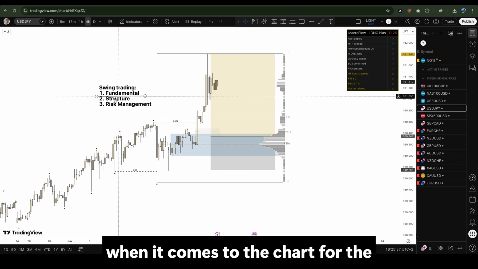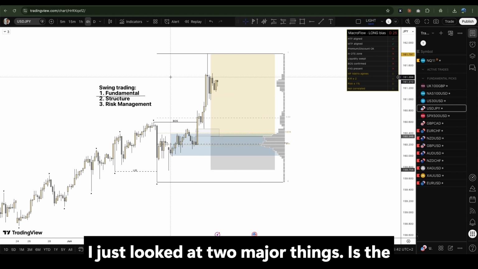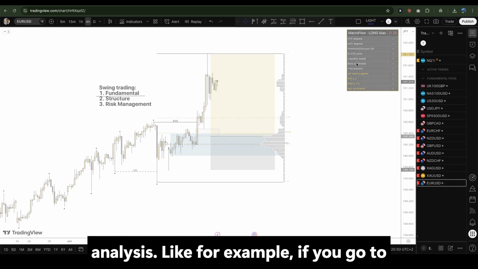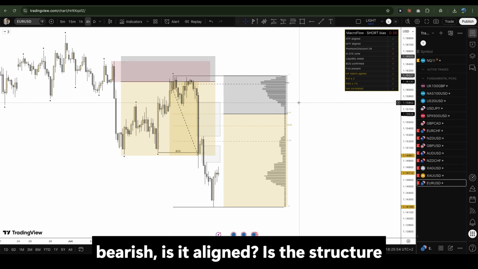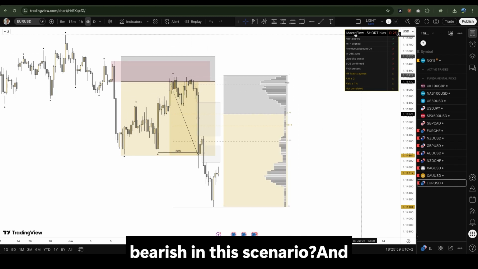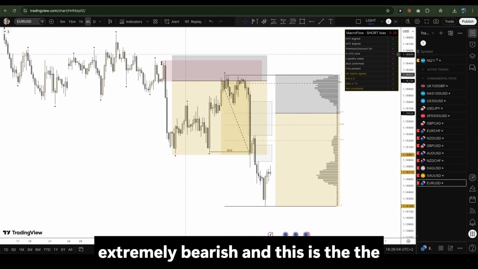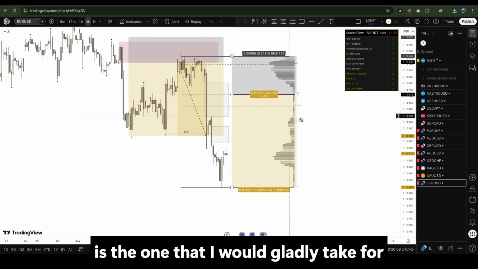So when I come to the chart for the structure side, I just look at two major things. Is the asset aligned with my fundamental analysis? Like for example, if we go to EUR-USD, that we know is extremely bearish, is it aligned? Is the structure telling me that the asset is actually bearish in this scenario? And the answer is yes, EUR-USD is extremely bearish. This is the trade that I took last week. And this is the one that I would gladly take for this next week.